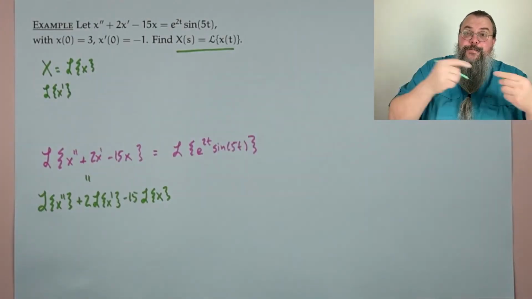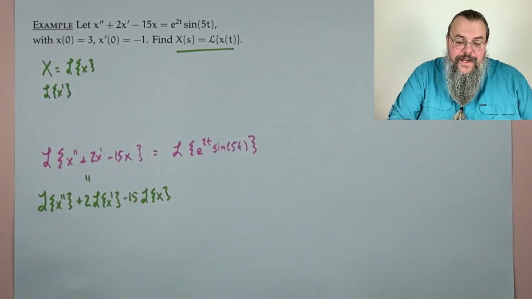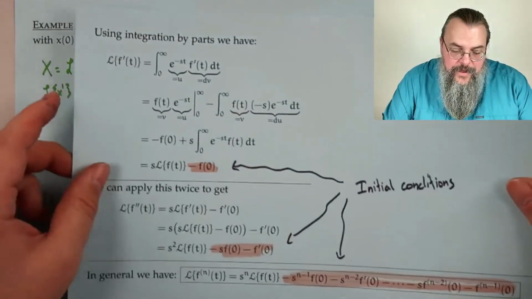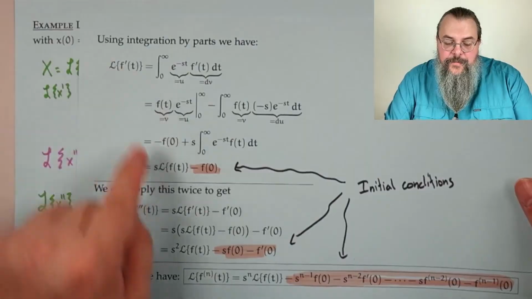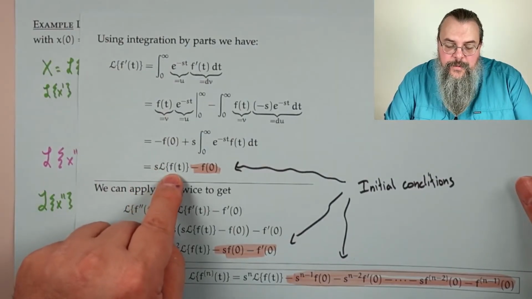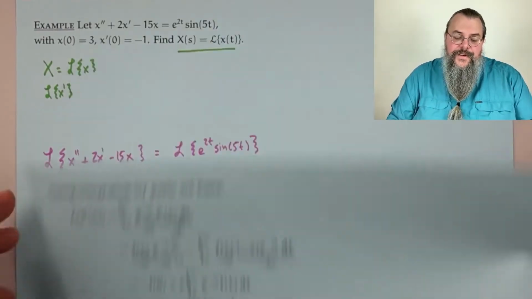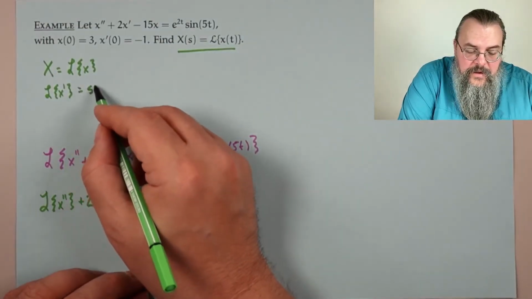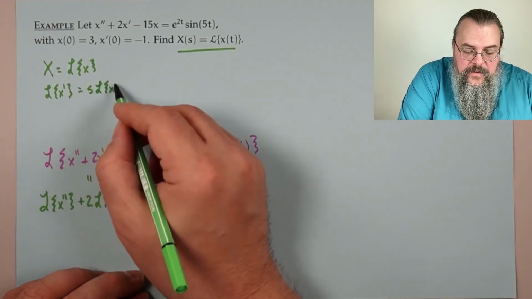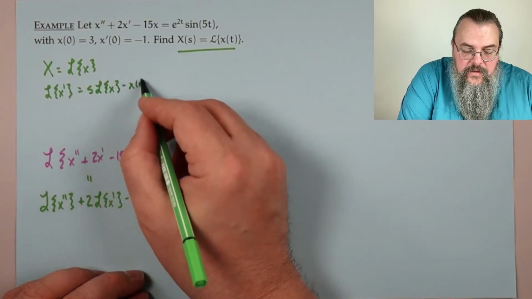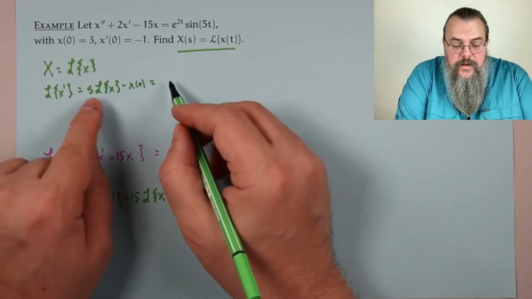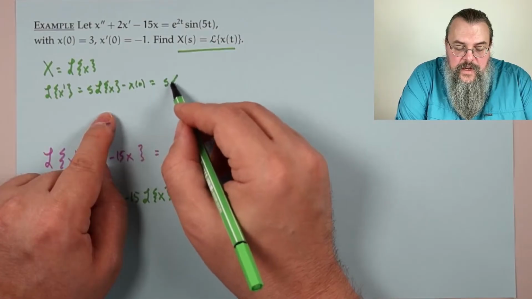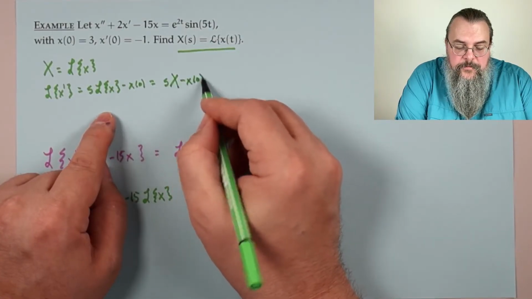Well, that goes back to what we just talked about. So if we pull back and ask what's happening here, for x prime, it'll be s times the Laplace transform of x minus x0. All right, so this is the same as s times the Laplace transform of x minus x0. Or if you like, we know that this already has a name. It's s times X minus x0.